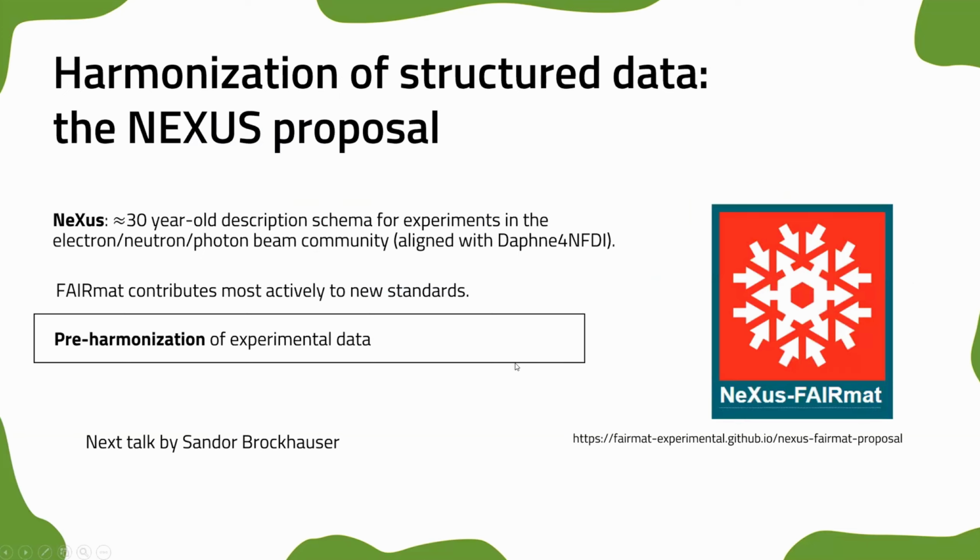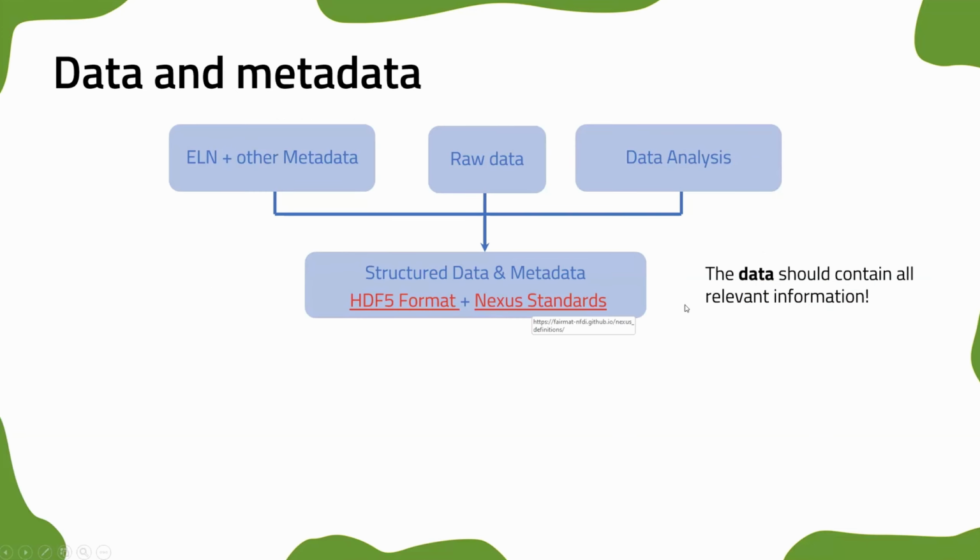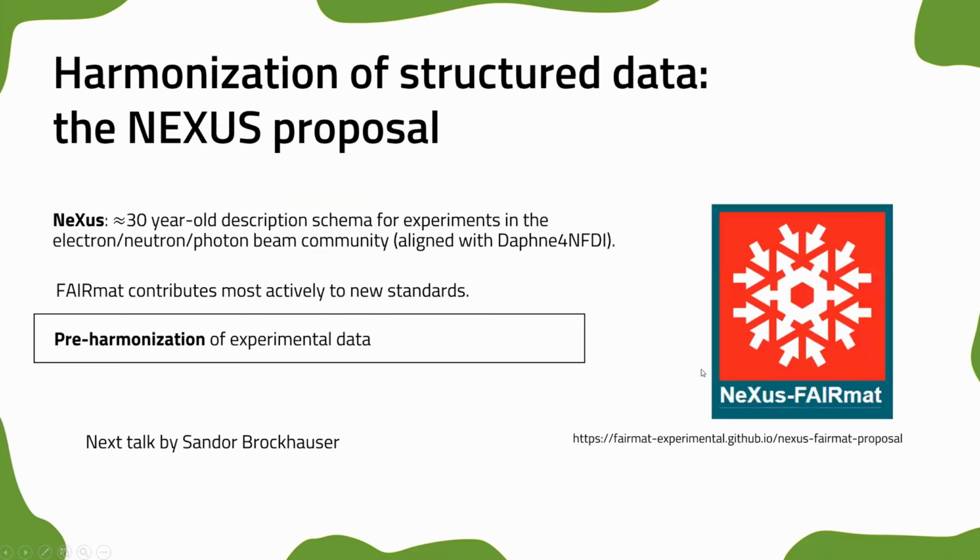And for these Nexus standards, so the structure of the data, we have chosen to elaborate further the Nexus harmonization scheme. So harmonization means we want to have the data structured along some agreed upon standards. And Nexus is a schema that has been developed about 30 years ago, a 30-year-old description schema for experiments, and it has been created in the realm of electron, neutron, photon beam communities, so synchrotrons and these things.